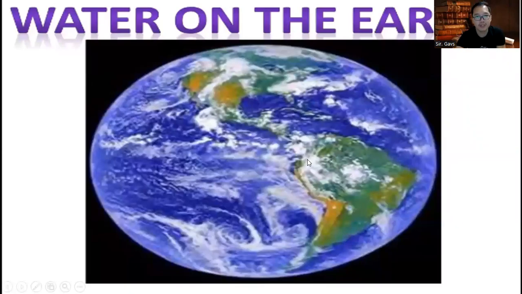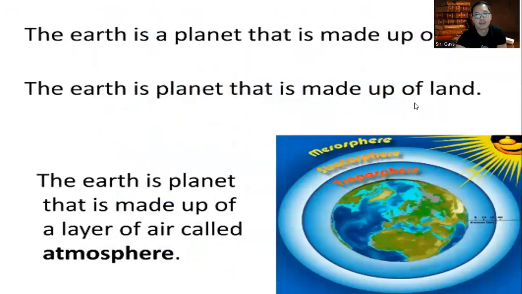Hello, good morning. This is environmental science, and our topic for today is water on Earth. So, the Earth is a planet that is made up of water. It is also made up of land, and it is made up of a layer of air called the atmosphere.